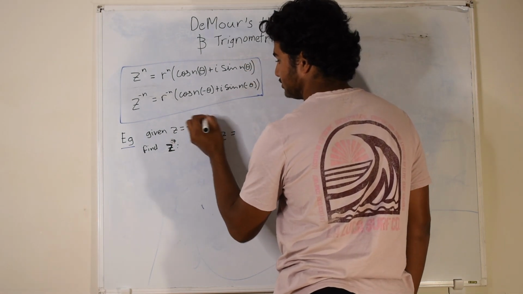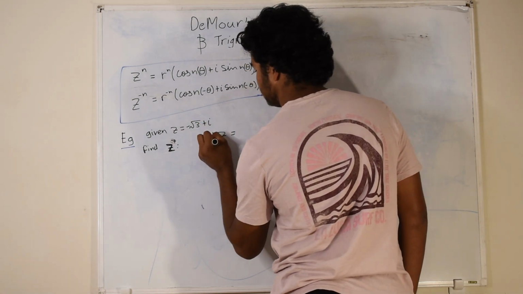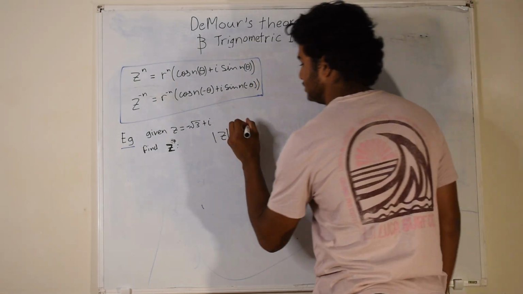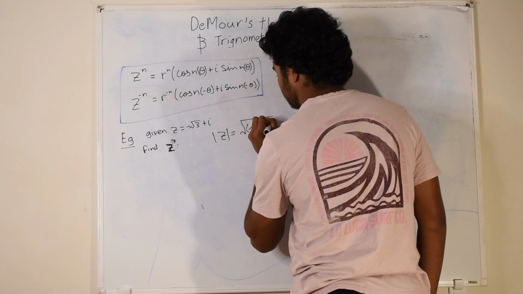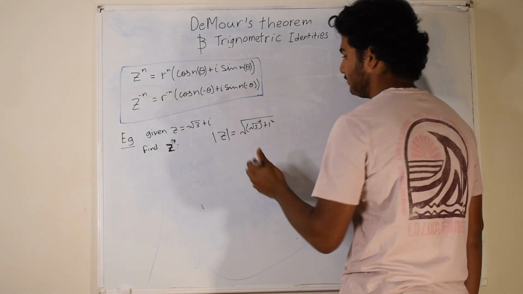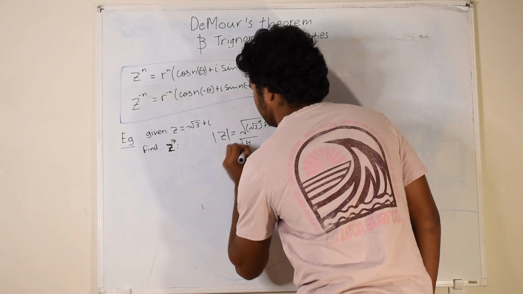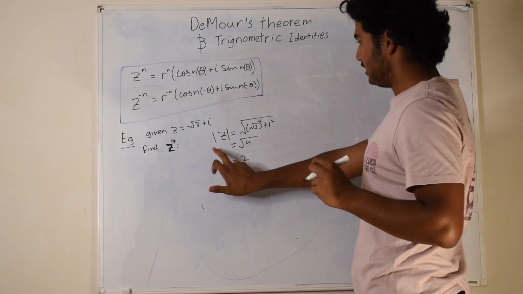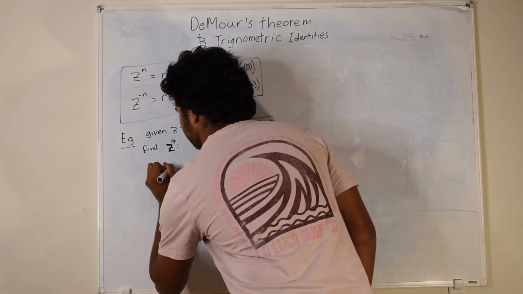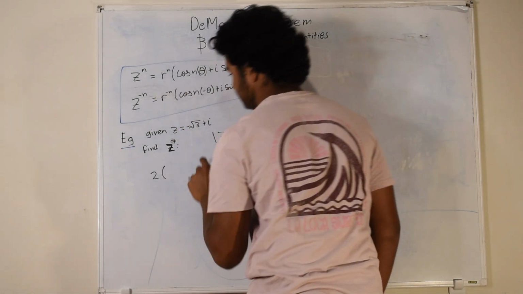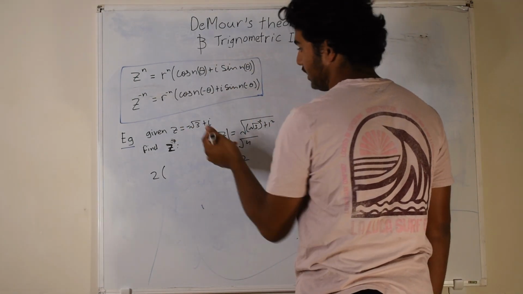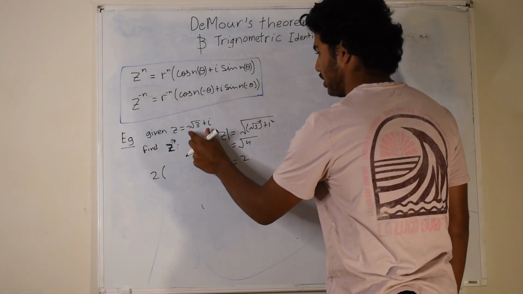We can take the modulus of z, which is the square root of root 3 all squared plus 1 squared, because that's just i, which then equals the square root of 4, which is 2. So the modulus here is giving us 2. We can write that down over here, 2 brackets. Then we draw that on the Argand diagram, which helps us get the argument.